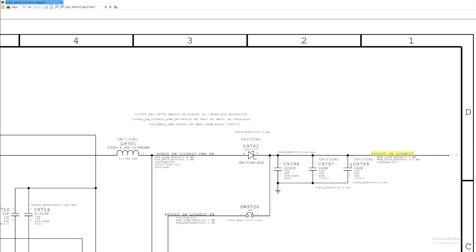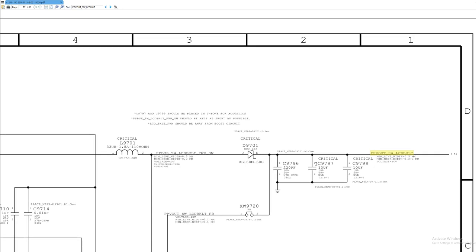Okay, so wait a minute. So there's one capacitor that we did not check for. One capacitor we did not check for, and that could be the problem. Right now, we do not have any more options. It's got to be this capacitor, C9797. This could be shorting the circuit to ground. Right there. And this is it. Let's remove it and check if the short is gone.